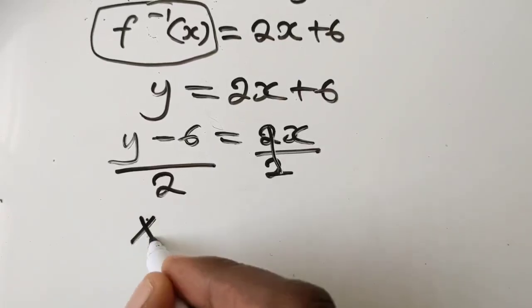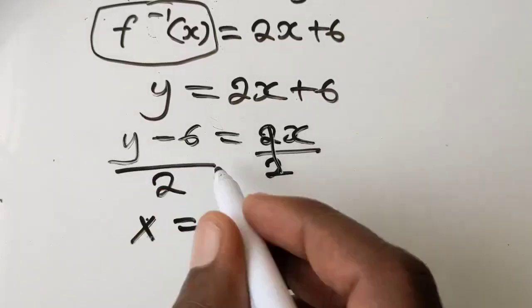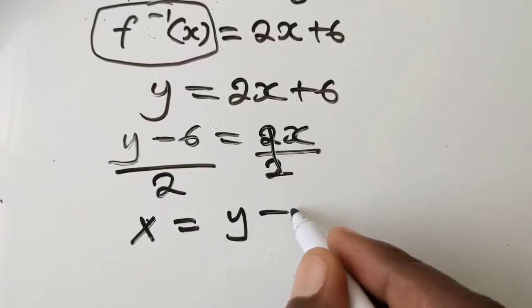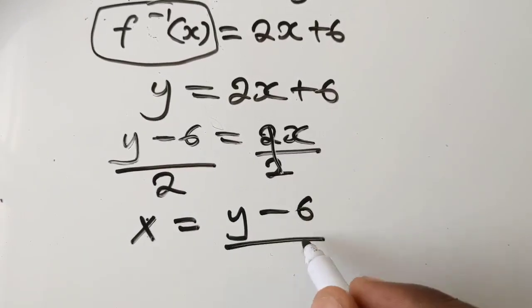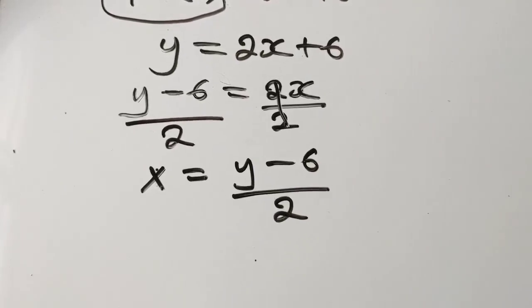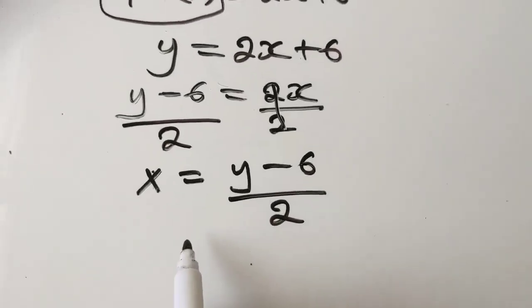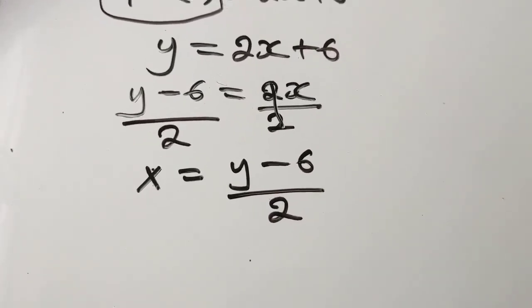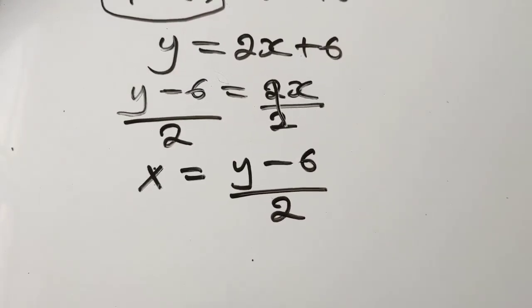So the answer will be x is equal to y minus 6 divided by 2, like that. So we have made x the subject of the formula here.